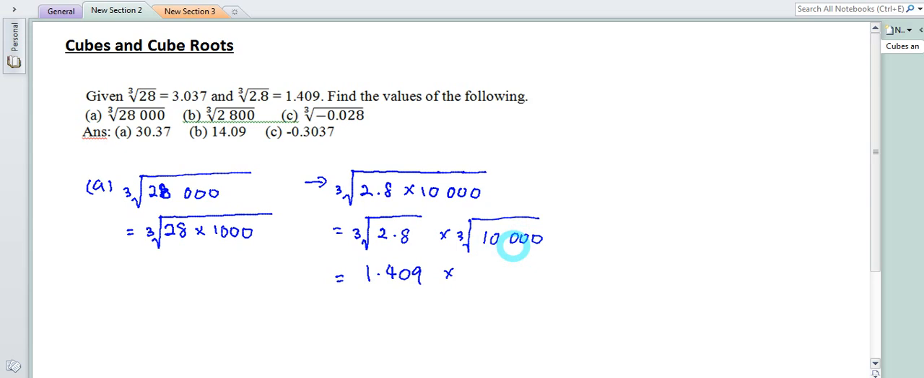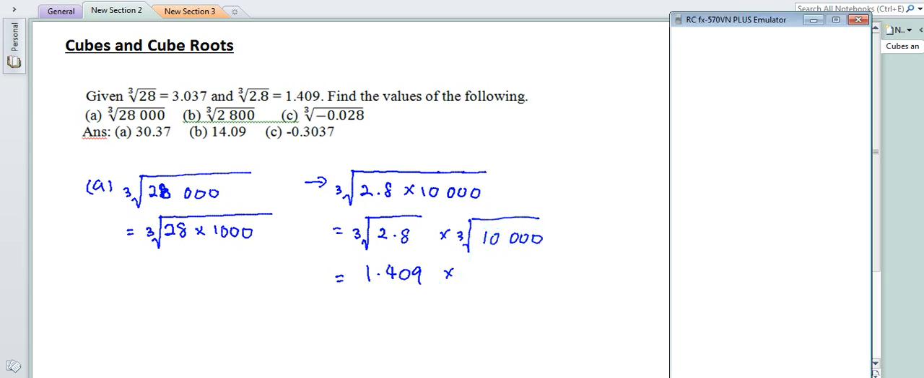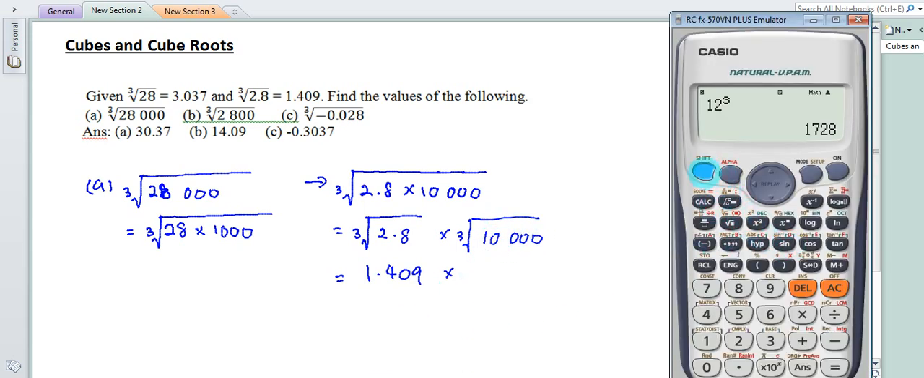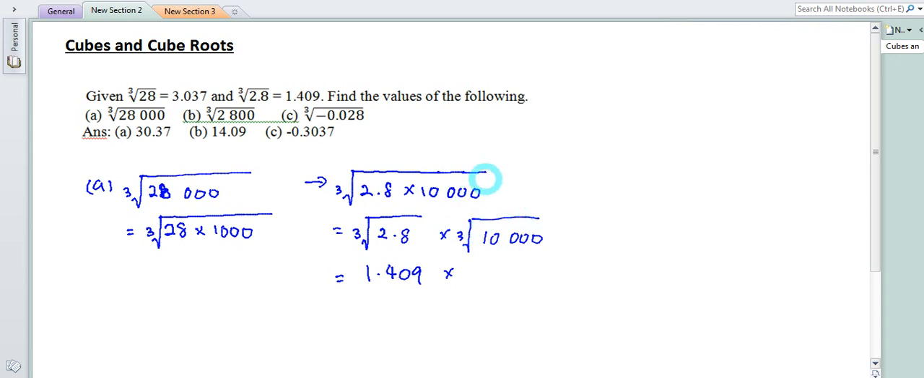Without a calculator, this is not a perfect cube. You see, cube root of 10,000, a long decimal here. How can we calculate this one without using a calculator, right? So this is not suitable. This is a suitable one. Why? Okay, let me show you here.